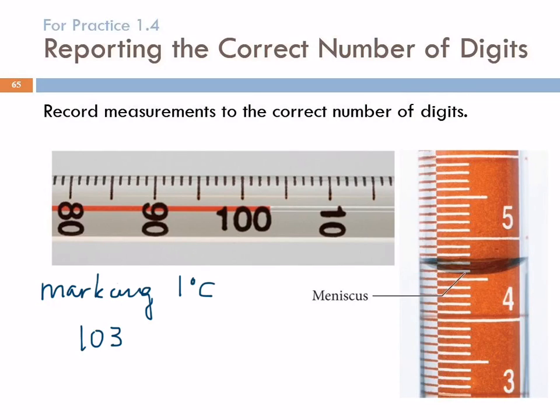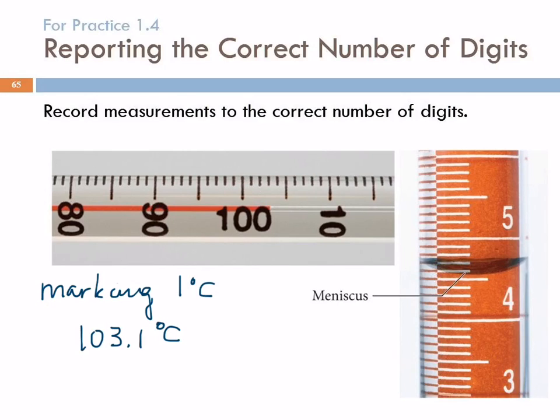So it's definitely 103. There's no question about the ones place. There's markings. We're looking at the lines. Now we read between the lines, and that's where the estimate comes in. What do you think it is? 0.1. 103.1 degrees Celsius. Others might disagree, but that's okay. The 103 will be the same for everybody. The point something will vary.